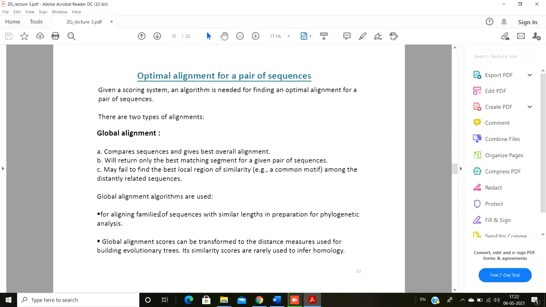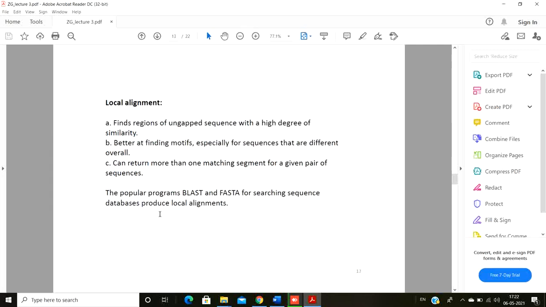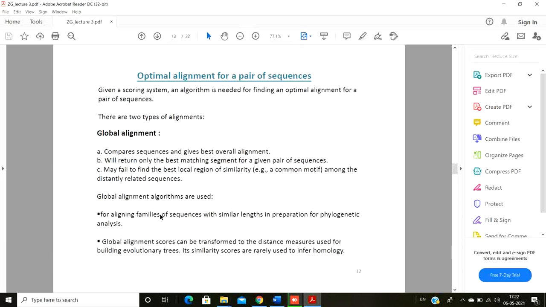So now I will talk about global alignment and local alignment. So what is this, the global and local?